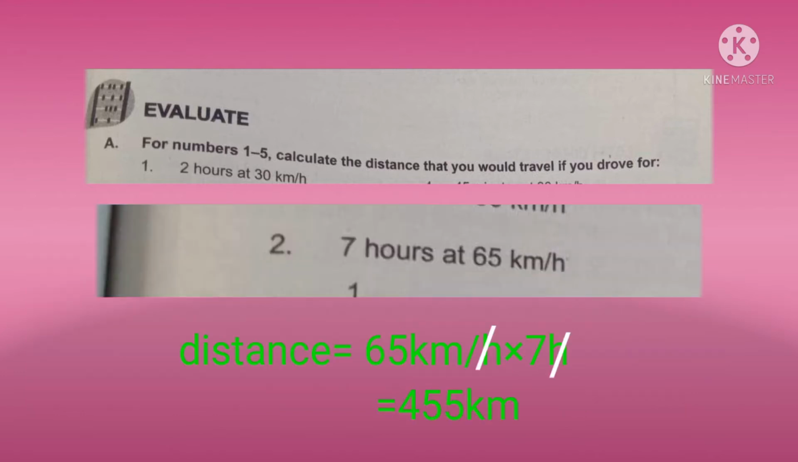So in number 2, the time here is 7 hours. Then the speed is 65 km per hour. So 65 times 7 is equal to 455 km.